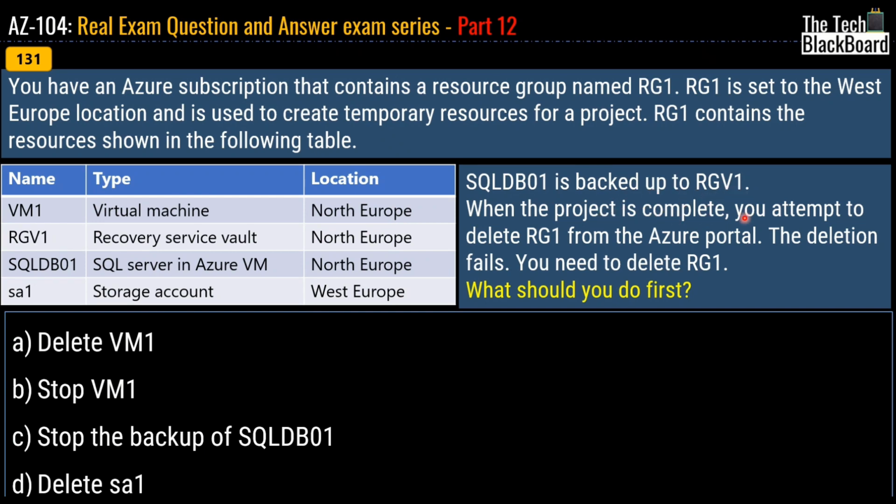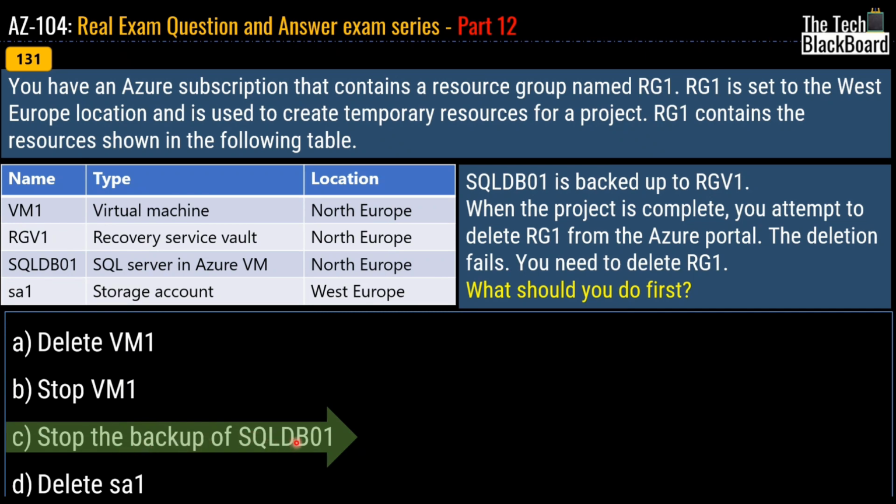When the project is complete, you attempt to delete RG1 from the Azure portal. However, the deletion fails. Now you need to delete RG1. So what should you do first? Your options are: delete the virtual machine, stop the virtual machine, stop the backup of SQLDB01, or delete SA1. Which of these four should you do first? The correct answer for this question is option C, stop the backup of SQLDB01.